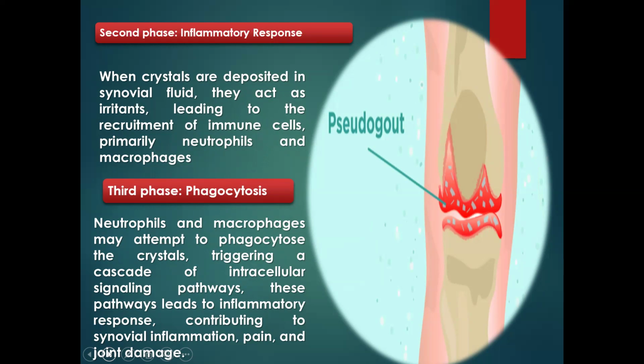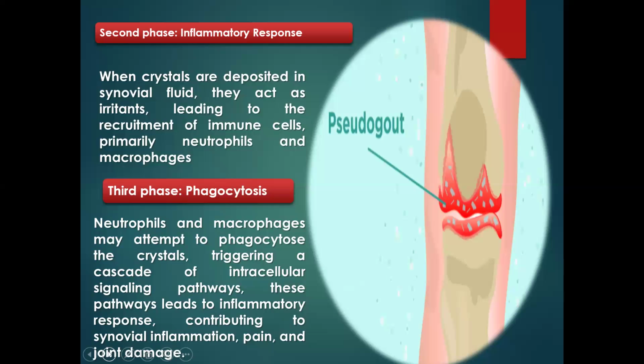That is known as the inflammatory response. When these crystals are deposited in the synovial fluid, these crystals act as an irritant. It irritates the joint. And as it's irritating the joint, the immunity of the body will react and recruit a lot of immune cells, the body's fighters, such as neutrophils and macrophages, to that joint where these crystals have been deposited. And when this is deposited, that leads to the next phase.